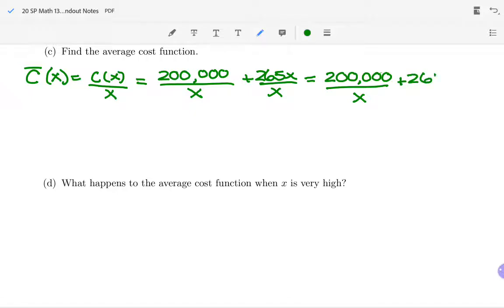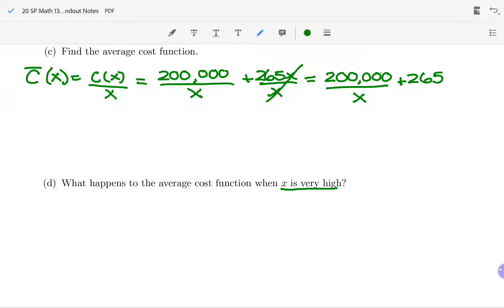If you're just asked for average cost, you do not have to simplify. It's when you have marginal average cost that you want to bring up that negative exponent. But all I did here is I said, well, 265x divided by x, those just cancel out. So it's really just plus 265 at the end. So the next part says, what happens to the average cost function when x is very high? I didn't technically have to simplify my average cost, but because I'm looking at the next step and doing something with it, I did just cancel out those x's.